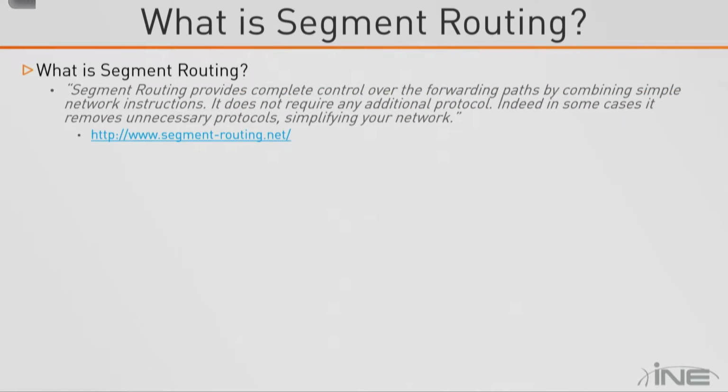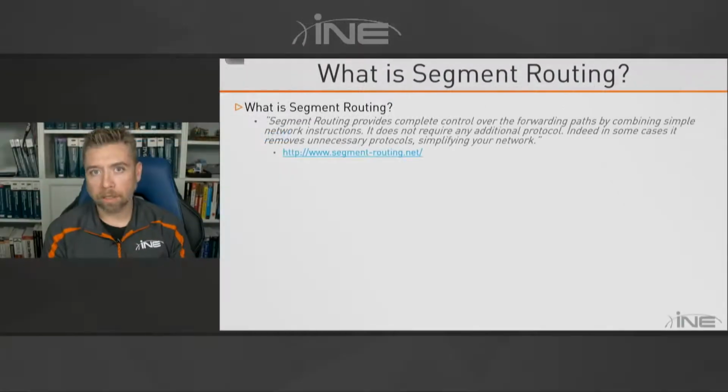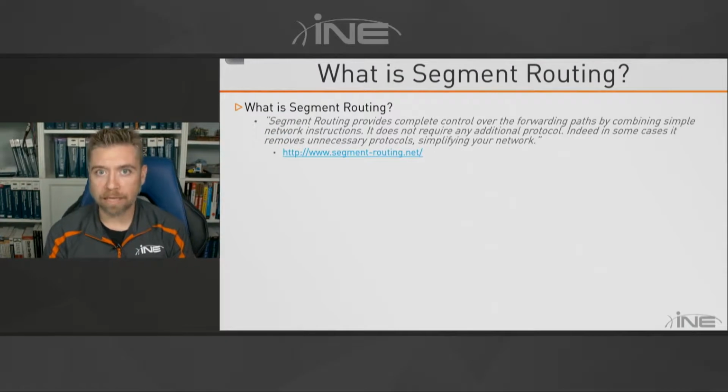It says segment routing provides complete control over the forwarding path, so routing packets essentially, by combining simple network instructions. It does not require any additional protocol. Indeed, in some cases, it removes unnecessary protocols, simplifying your network. Specifically, the protocols that it is going to be removing are Label Distribution Protocol, or LDP, and potentially RSVP-TE, or Resource Reservation Protocol, when we're doing MPLS traffic engineering.